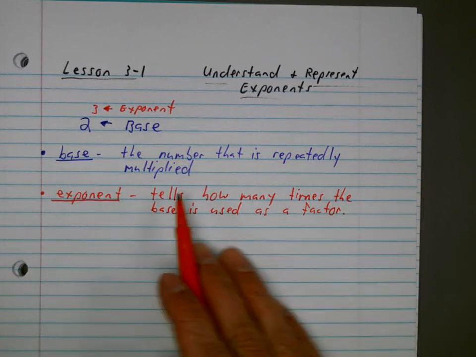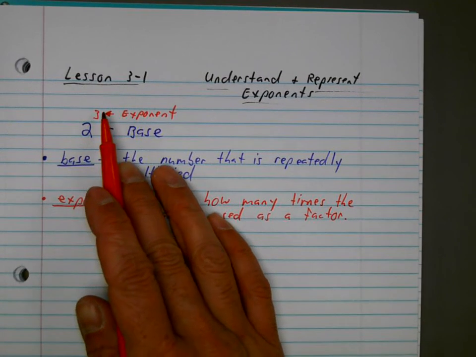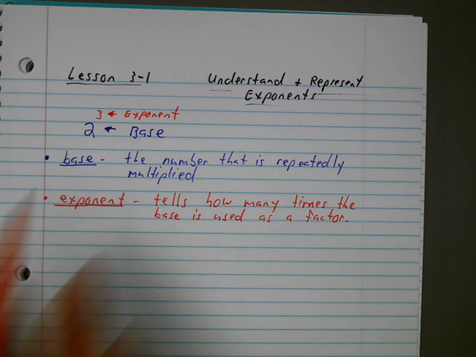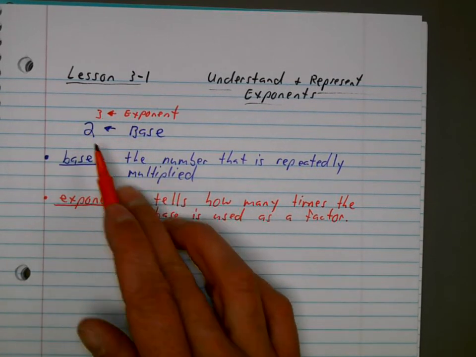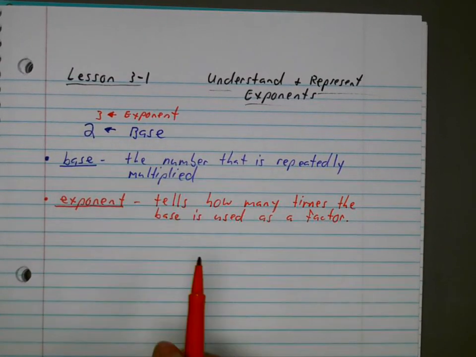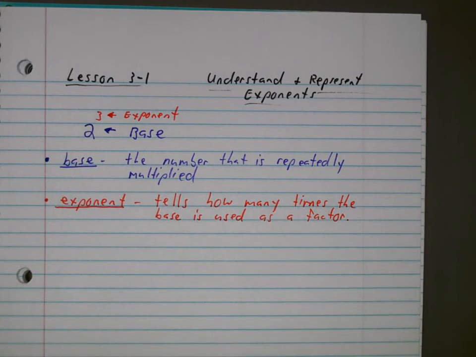So again, one way I like to think about it is the base, even though it's bigger, the exponent's kind of like the bossy sibling. It's smaller, but it tells the base what to do. So it's telling the base that it's going to be repeatedly multiplied 3 times. It tells how many times the base is used as a factor. And we do know from math that factors are two or more numbers that are multiplied together.